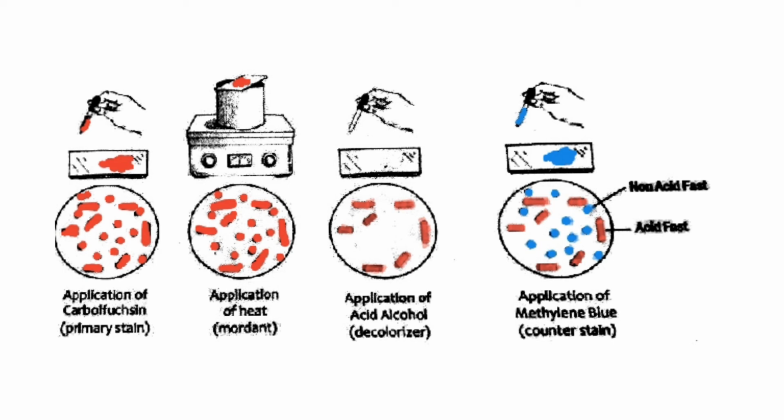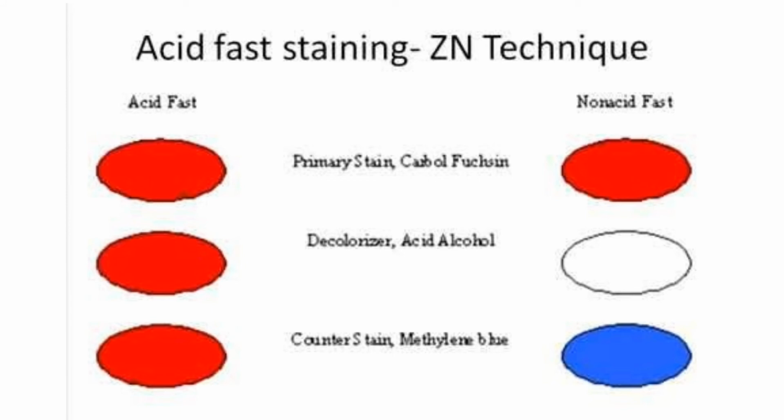After this, wash with tap water, blow dry or air dry the slide and observe under the microscope in the oil immersion objective so that we can observe the organisms under high resolving power clearly. So the result we obtain here is that the acid-fast organisms retain the primary stain, Carbolfuchsin, after the application of strong acid and appear red, whereas the non-acid-fast organisms do not retain the primary stain and are counterstained by methylene blue and appear blue in color.